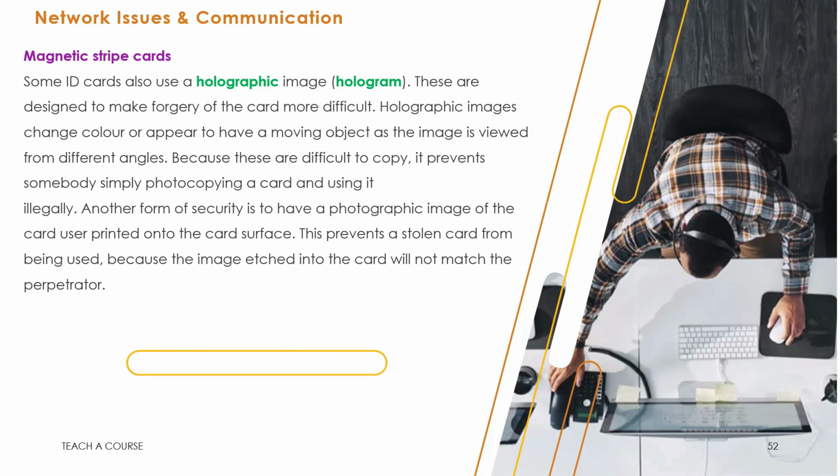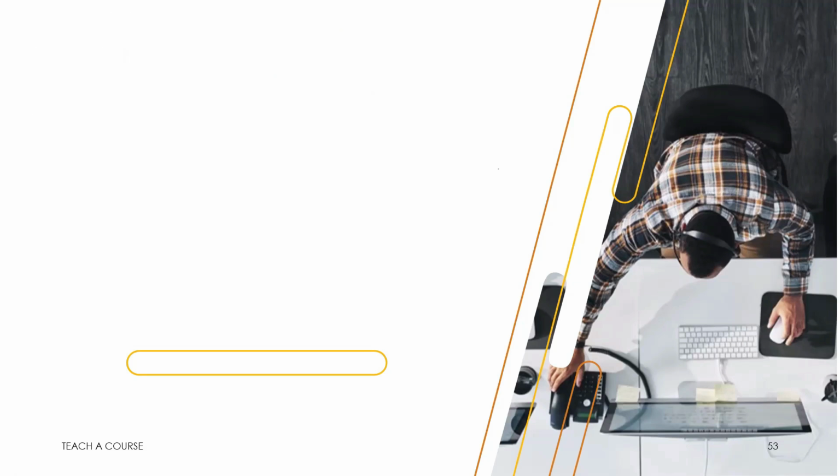Some ID cards also use a holographic image. These are designed to make forgery of the card more difficult. So holographic images change color or appear to have a moving object as the image is viewed from different angles. Because these are difficult to copy, it prevents somebody simply photocopying a card and using it illegally. Another form of security is to have a photographic image of the card user printed onto the card surface. So that's how we can ensure that the cards are authentic and cannot be easily forged.